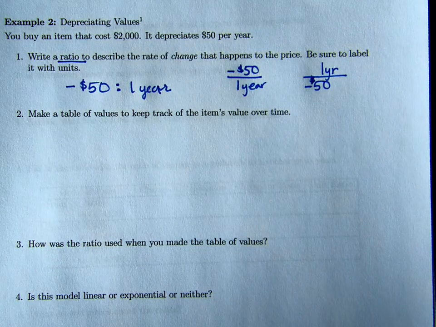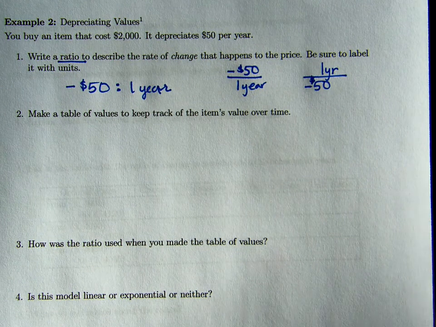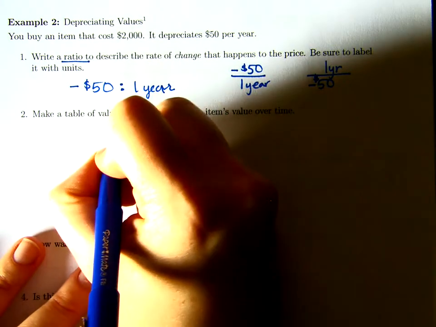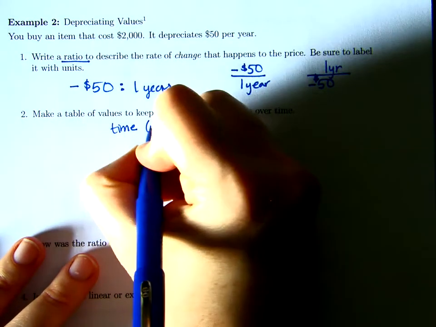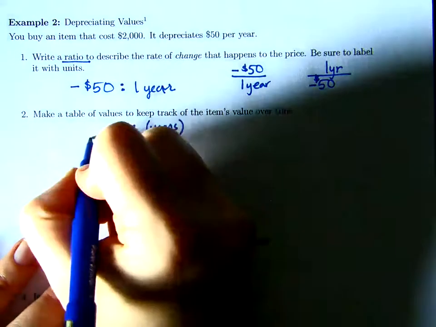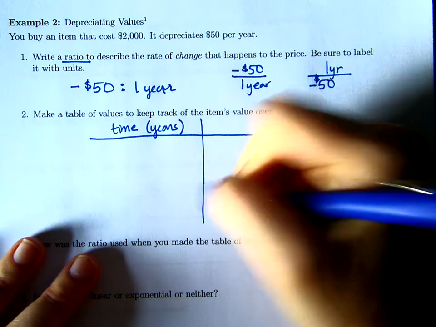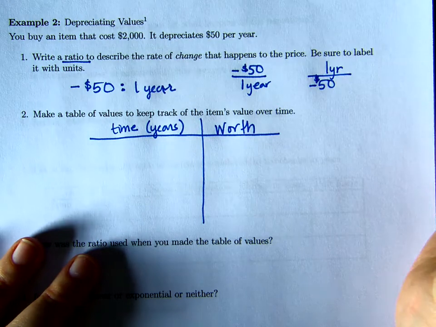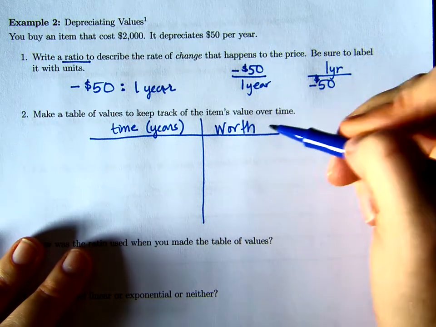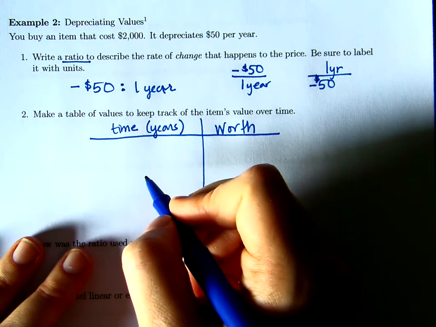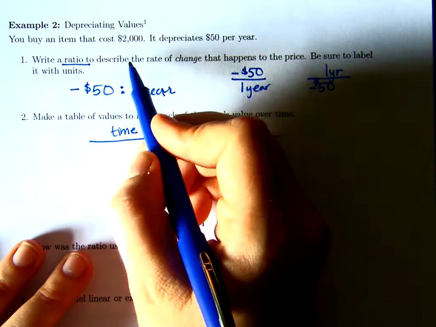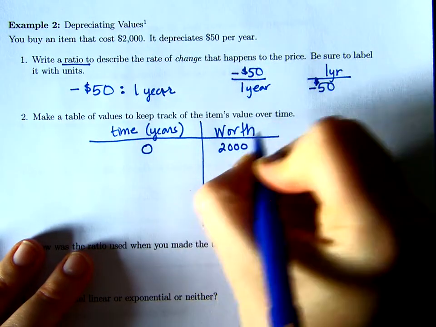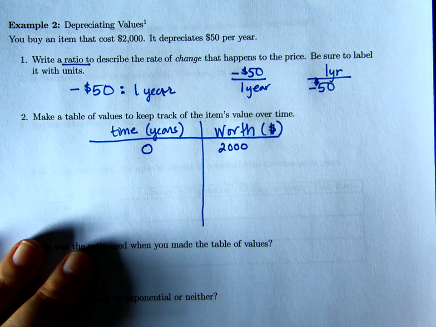So, make a table of values to keep track of the item's value over time. Okay, got it. So we'll go time, and it looks like it's in years, and worth. It says keep track of its value, so we'll call it the worth. If 0 years have passed, it is originally $2,000. So it's worth, let's put this in dollars, $2,000.